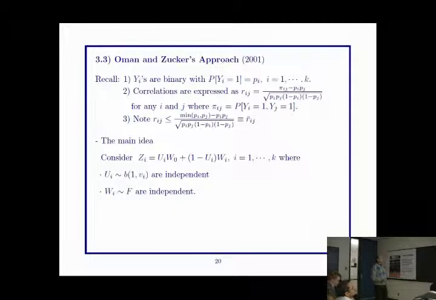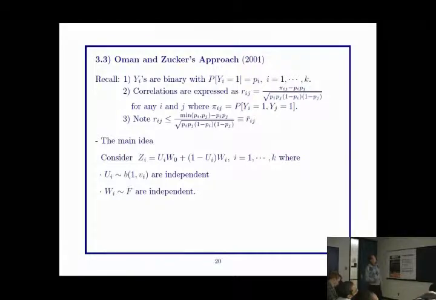So now, here is another approach by Oman and Zucker. Again, yi is binary, and they express correlations in this way. Pi ij is simply the joint probability. Then there should be an upper bound for this. So if this marginal probability is specified, then automatically you have an upper bound here. Okay? So they use this notation to indicate this upper bound, and then they introduce this transformation.